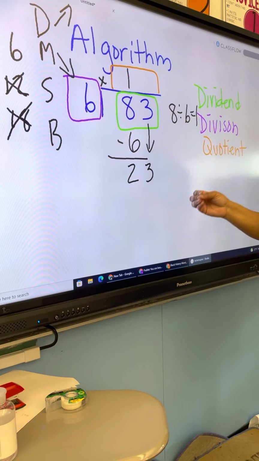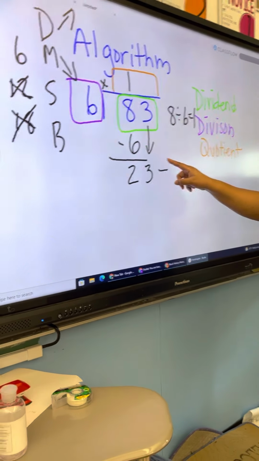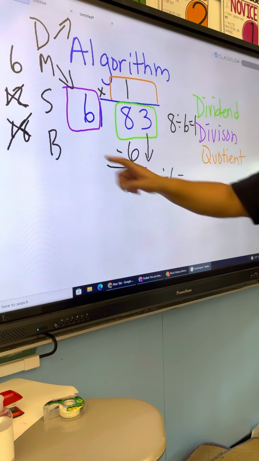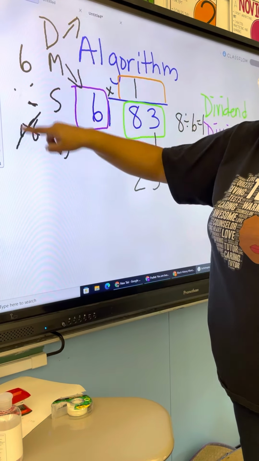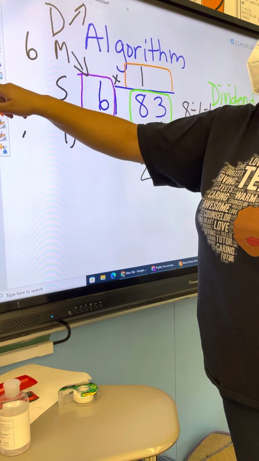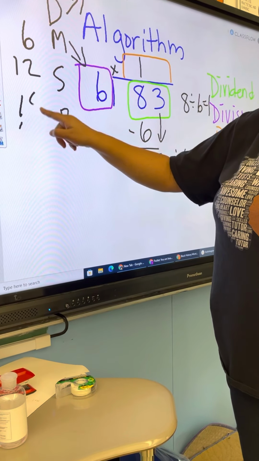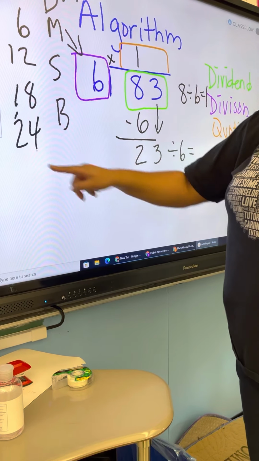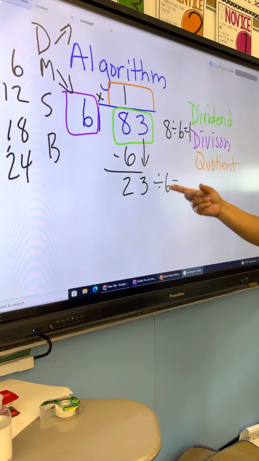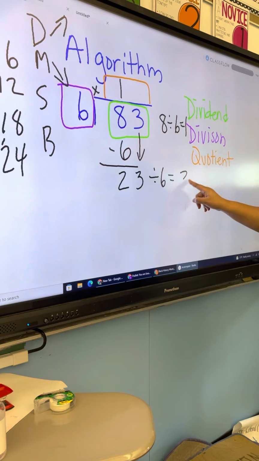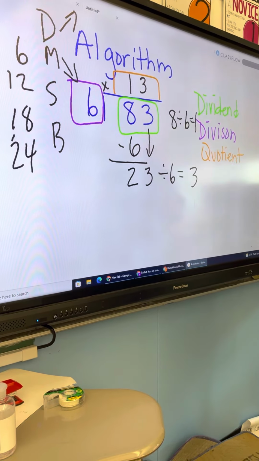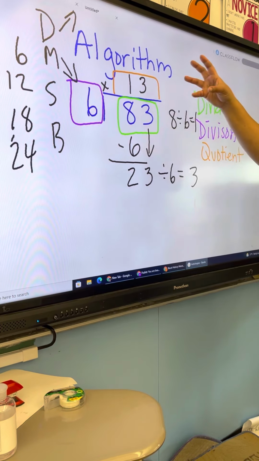Now I'm going to do the same thing with 23. 23 divided by 6. Let's look at the multiples of 6 again. We have 6, 12, 18, 24. So the closest I can get to 23 without going over is 18. So 6 times 3 is 18. So the second digit in my quotient is 3.